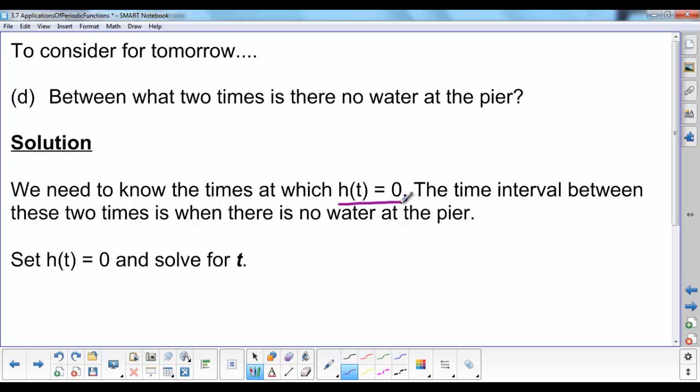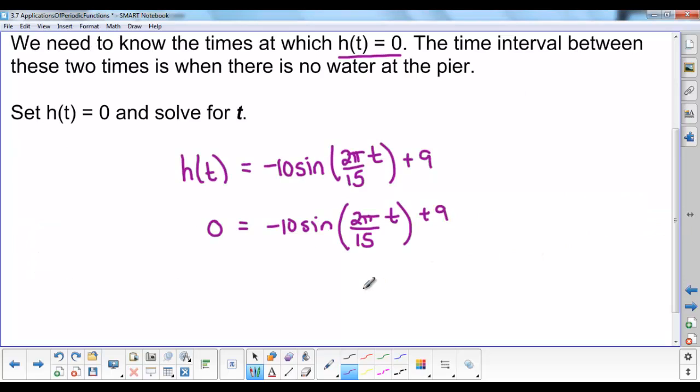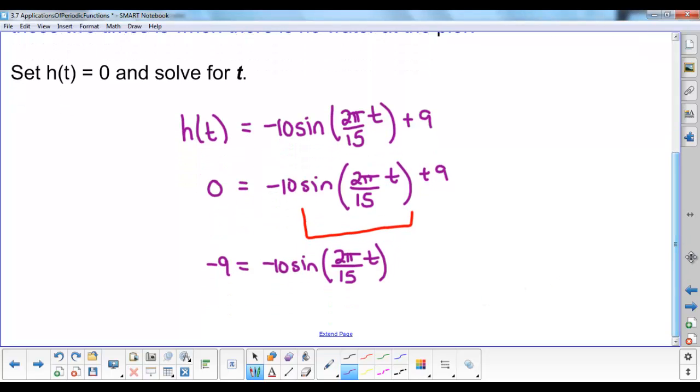So similar to what we did in the first question, we're going to set h at t equal to 0, and we're going to solve for t. So basically, we want to peel away all of the layers, leaving us only with the sine and its argument, because again, sine and its argument are always attached. So I'm going to first move that positive 9 to the other side, leaving us with negative 9, and then we're going to divide both sides by negative 10.